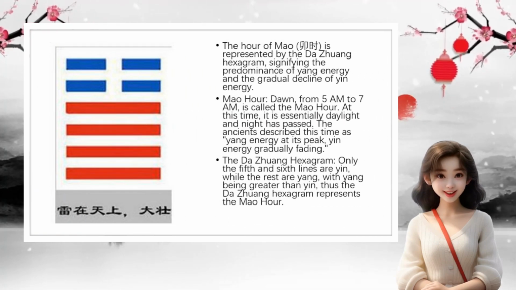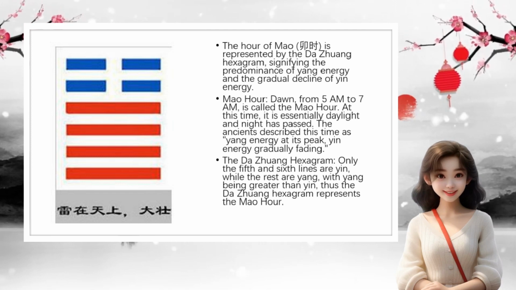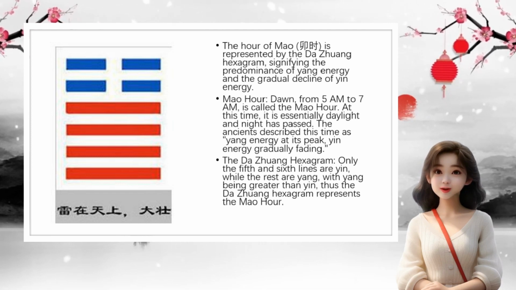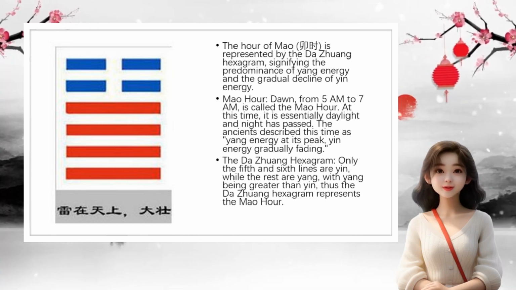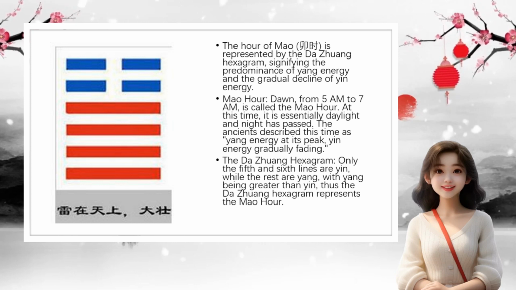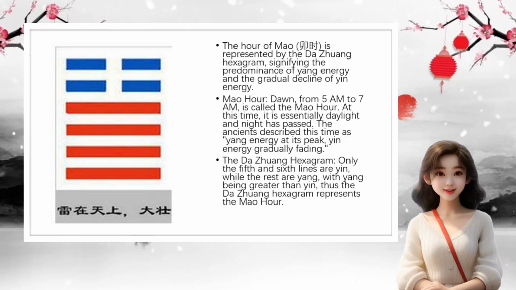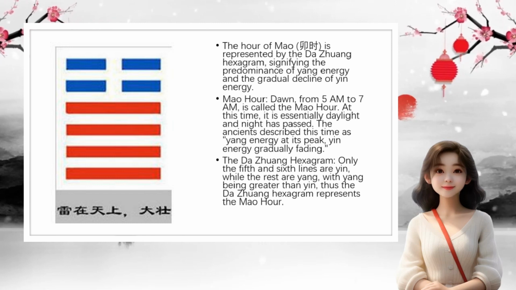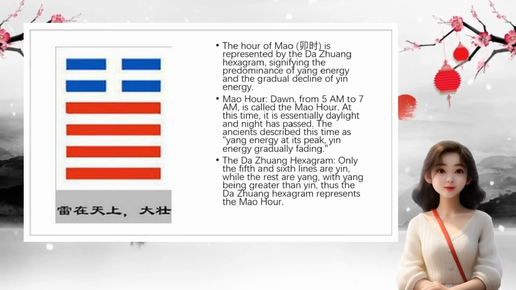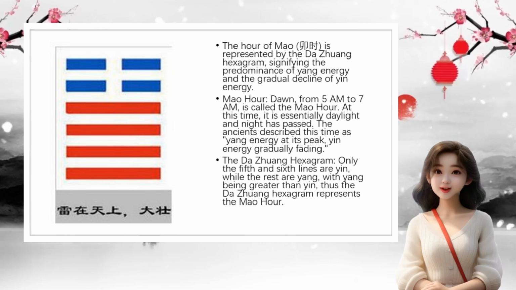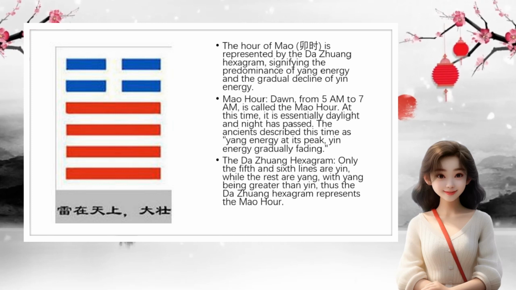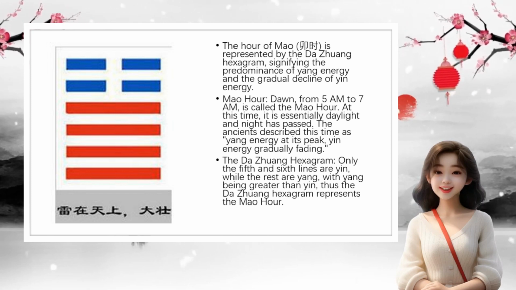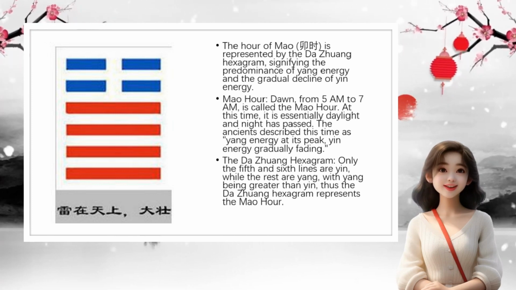The hour of Mao is represented by the Dazhuang hexagram, signifying the predominance of yang energy and the gradual decline of yin energy. Mao hour, dawn, from 5 a.m. to 7 a.m., is called the Mao hour. At this time, it is essentially daylight and night has passed. The ancients described this time as yang energy at its peak, yin energy gradually fading. The Dazhuang hexagram, only the 5th and 6th lines are yin, while the rest are yang, with yang being greater than yin. Thus the Dazhuang hexagram represents the Mao hour.